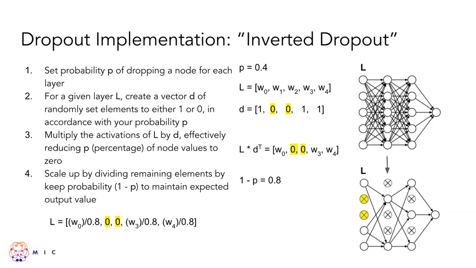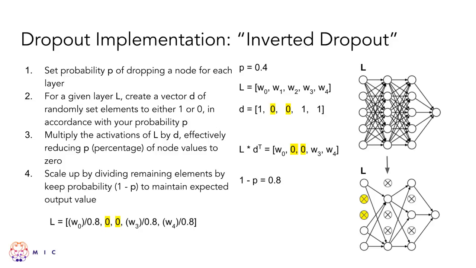So one implementation of dropout is called inverted dropout. I'm going to illustrate this on a single layer. What you do is you set a probability P of dropping a given node in that layer. So let's say 40%, 0.4. What you then do for this layer is create a vector D of the same size, same number of elements, and randomly set the elements in D to either 1 or 0 in accordance with your probability P.